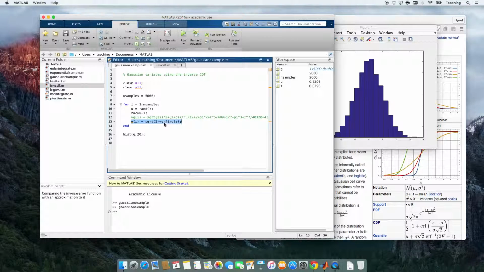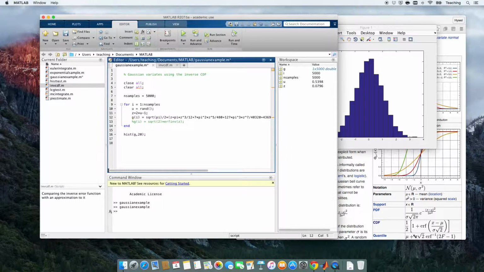The downside is, of course, to calculate that inverse CDF, there's a complicated computation which is being done inside MATLAB to evaluate the inverse error function. Now, if I want to speed that up a little bit, I can use an approximation. So that's what I'm doing on line 12. So let's comment out line 13, which uses the inbuilt function. And I'm going to use an approximation to the inverse error function, which is given on the line above.